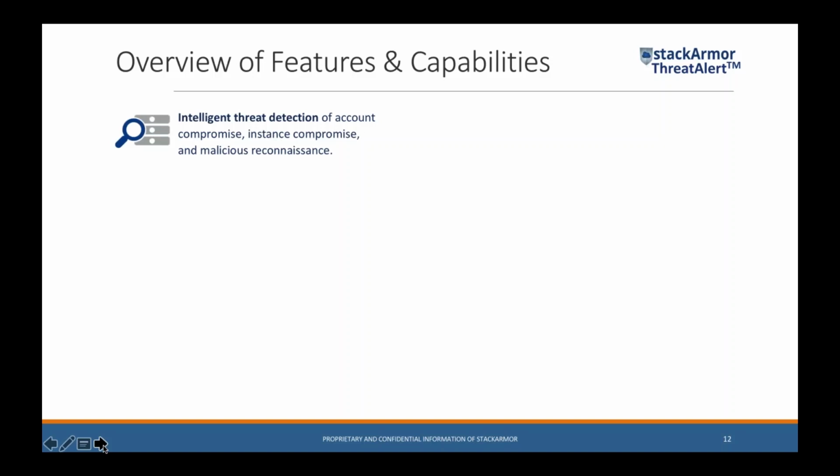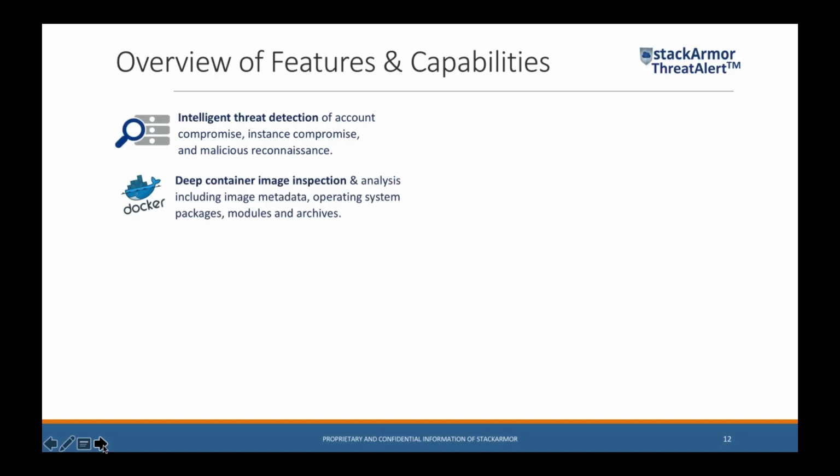So we have intelligent threat detection of account compromise, instance compromise, and malicious reconnaissance. This just means we continually have data coming in, and we're continually using it to understand where your potential vulnerabilities are. How can we proactively help you to not have to ever meet up with those particular threat actors?